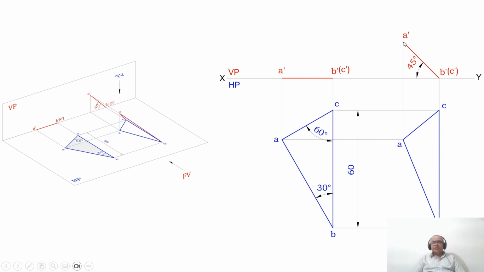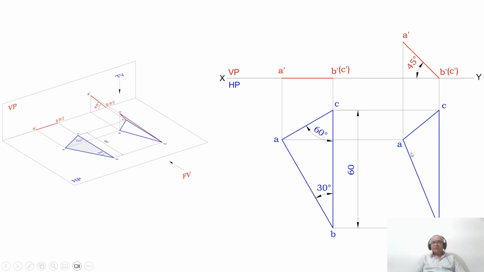Once the surface is inclined at 45 degrees to HP, now I need to write the top view. How to write the top view? Draw a vertical projector from B dash and C dash to the top view, and draw a horizontal projector from B of the first position to this line. Similarly, from C also draw this to this line.